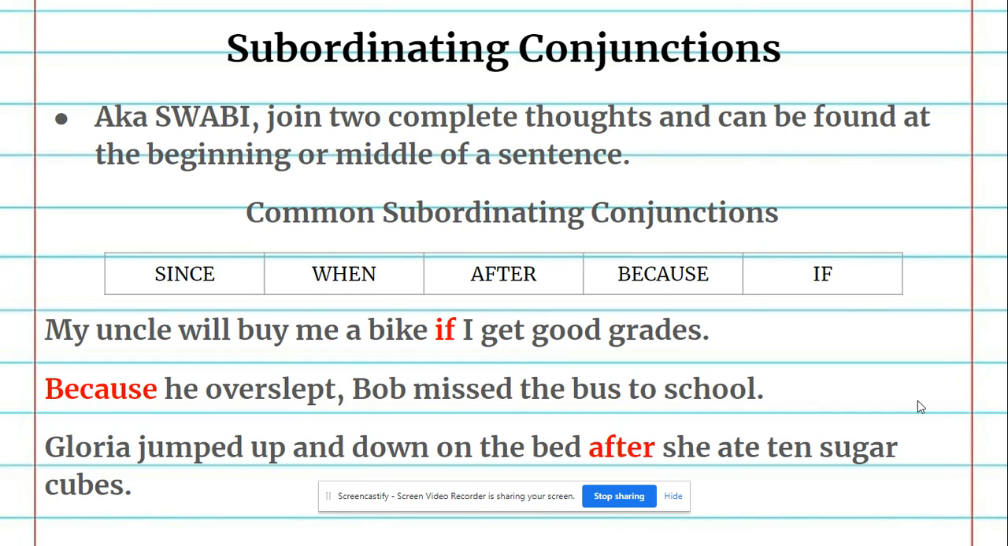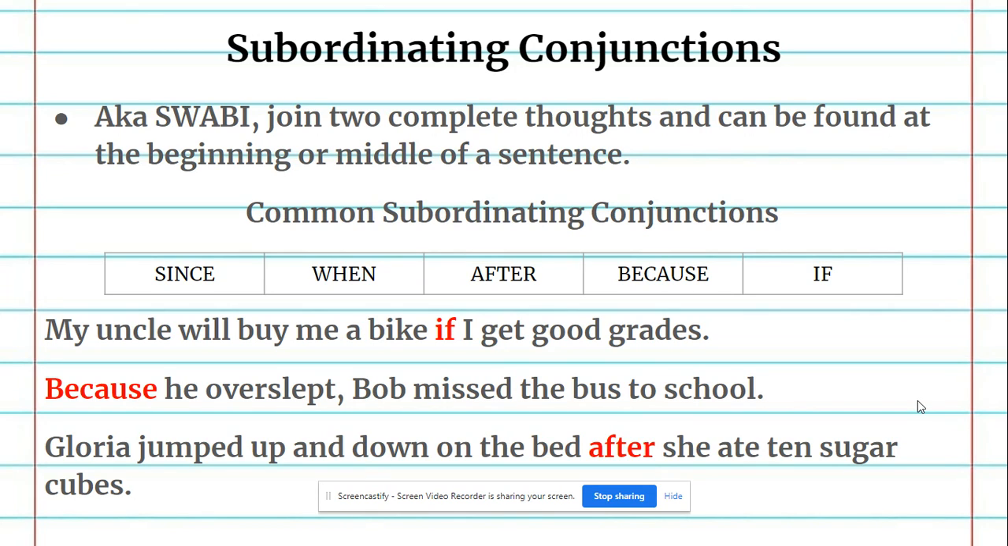Subordinating conjunctions, also known as SWABI, join two complete thoughts and can be found at the beginning or middle of a sentence. Examples of common subordinating conjunctions are since, when, after, because, if. Remembering the acronym SWABI will help you remember these 5 words.